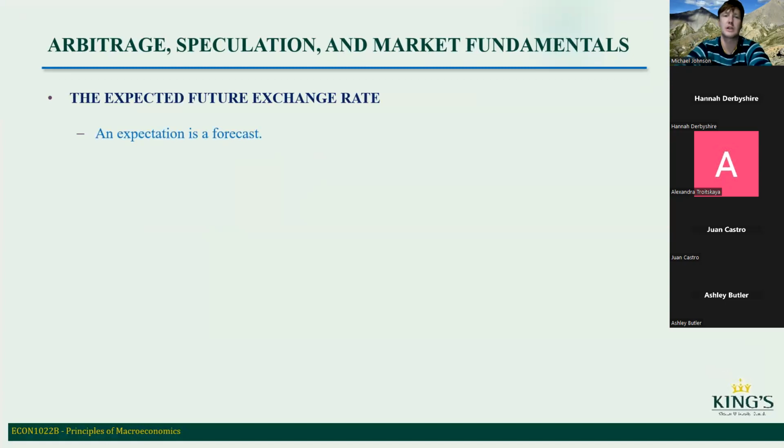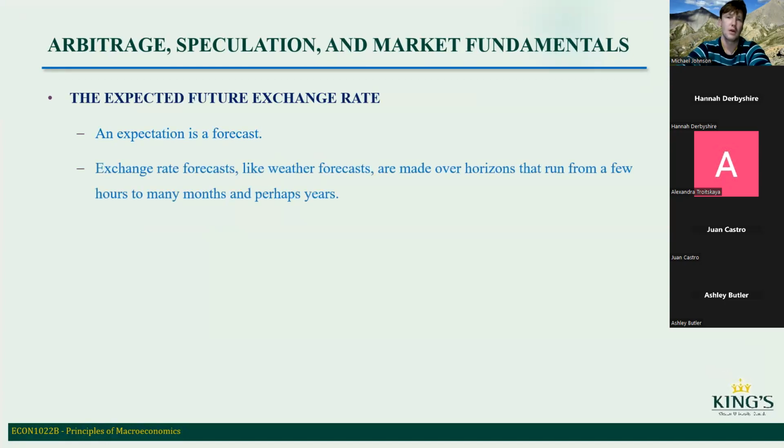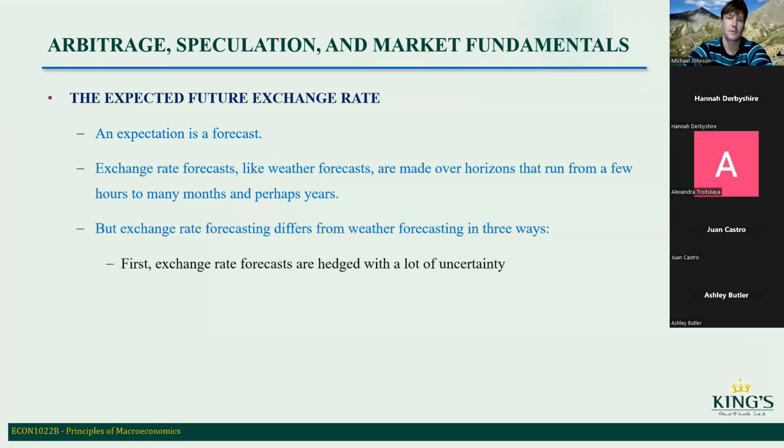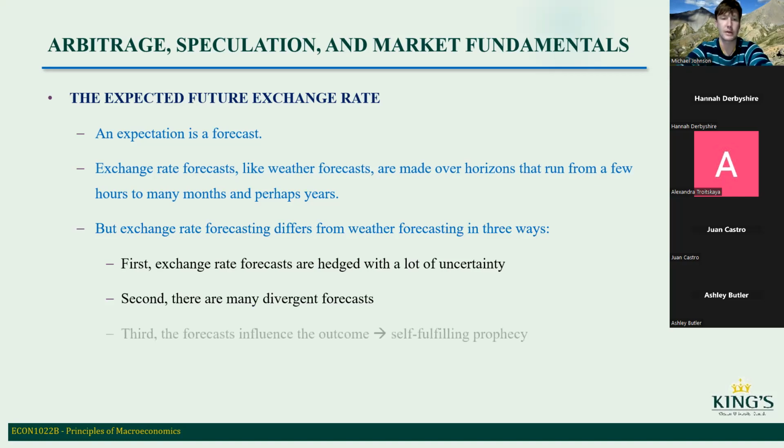The expected future exchange rate, an expectation, is a forecast. Forecasts are a lot of the time wrong, so there's a lot of uncertainty in exchange rates. If you're going to buy a currency, let's say you want to buy the Canadian dollar as an investment, there's a lot of uncertainty in its value. Also, there are a lot of divergent forecasts. Some forecasts might say the Canadian dollar will go up in value, others will say it will go down, others will say it will stay consistent. So we're not certain how it's going to do.